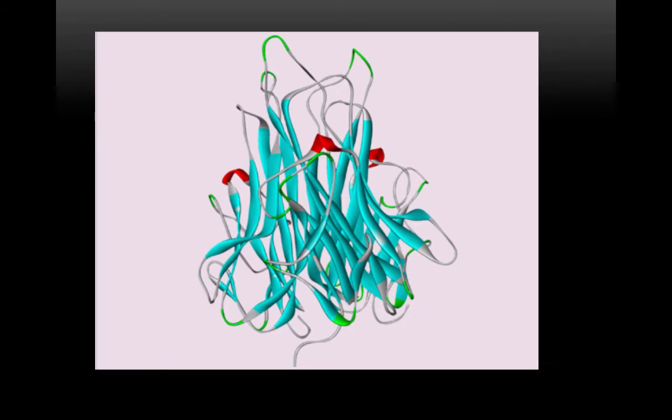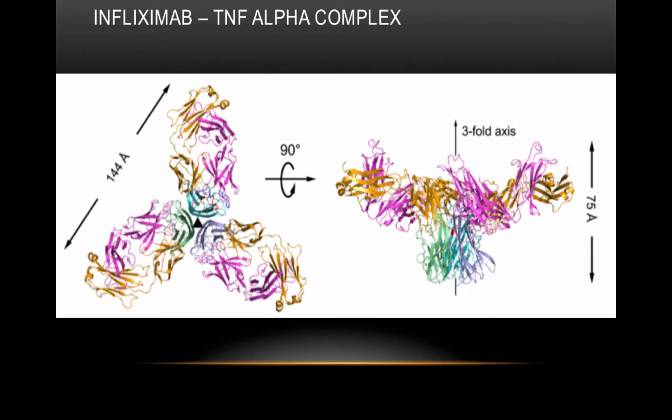TNF alpha exists in monomeric and trimeric forms. This is the monomer of it. Here's the picture of the infliximab TNF alpha complex, where the infliximab binds to the trimeric form of the TNF alpha. The center is the trimeric TNF alpha. This is the FAB domain of the infliximab. This is also the top view of the complex. Here is the side view of the complex.